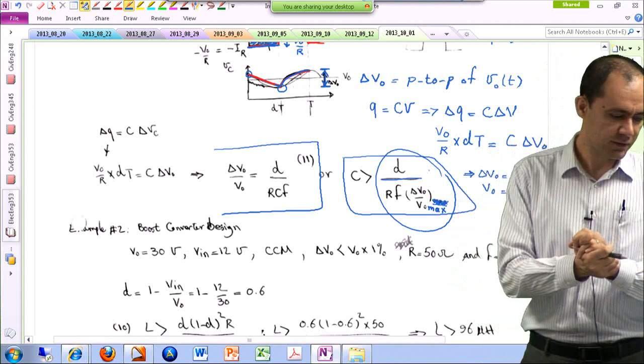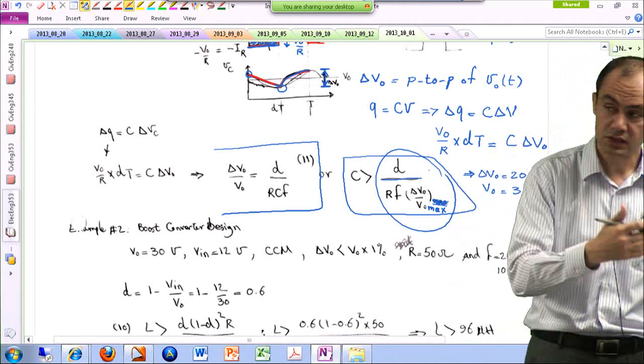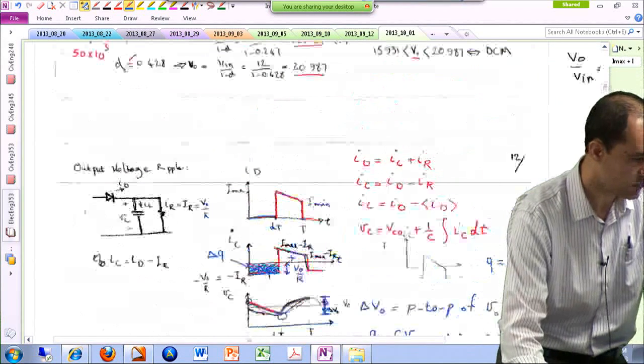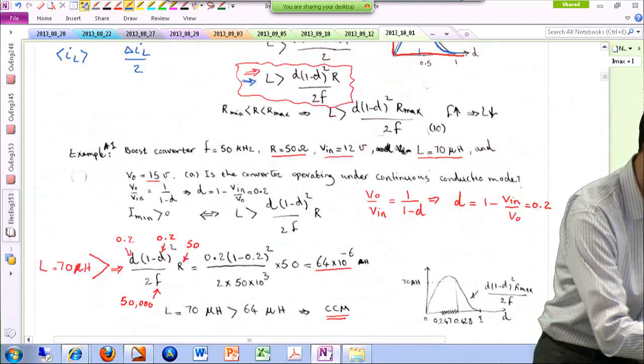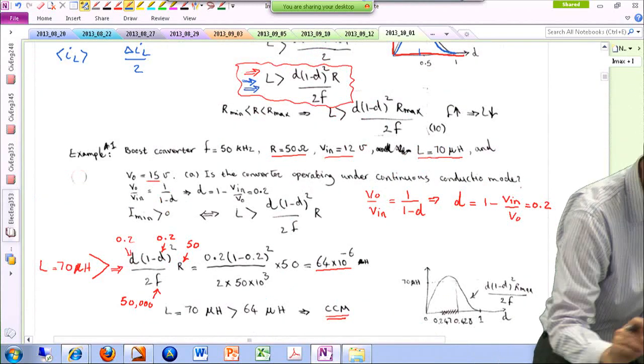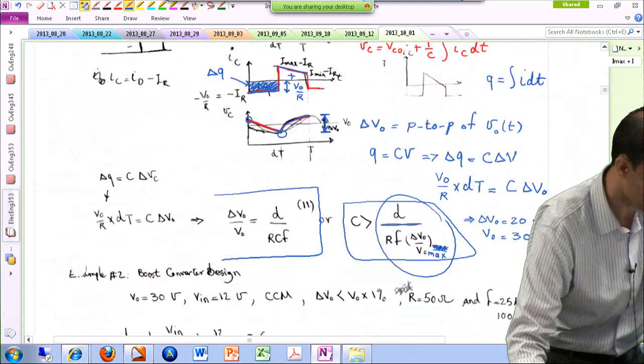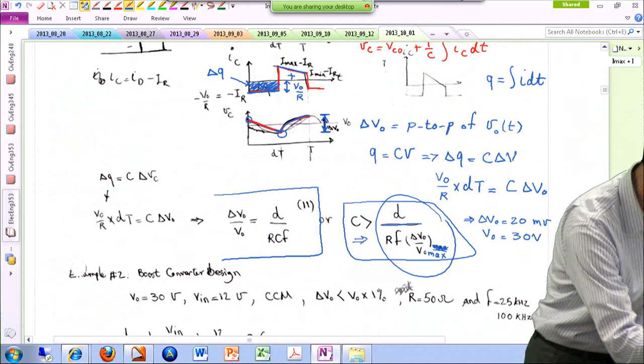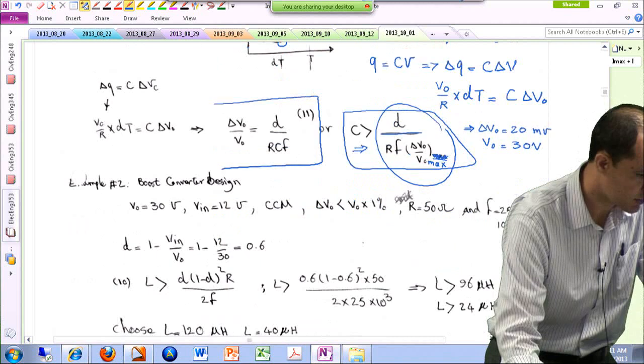All right. So we are going to have a numerical example. Using these two equations, one gives us the right size for the inductor over here. The other one gives us the right size for the cap over here. And there you go. You are in business. Okay.